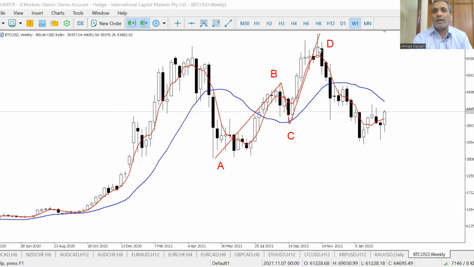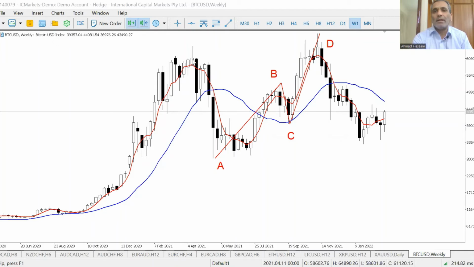Before this D point is confirmed, we need a pivot high to form. This is a bearish ABCD pattern. And you see here we have this pivot high that has been formed. Pivot high, this is a pivot high.